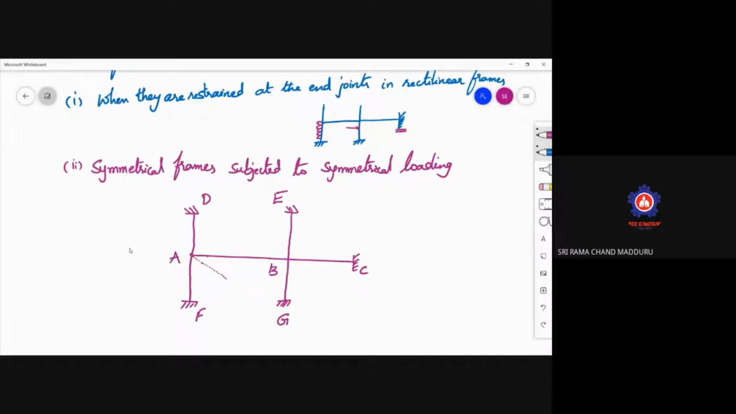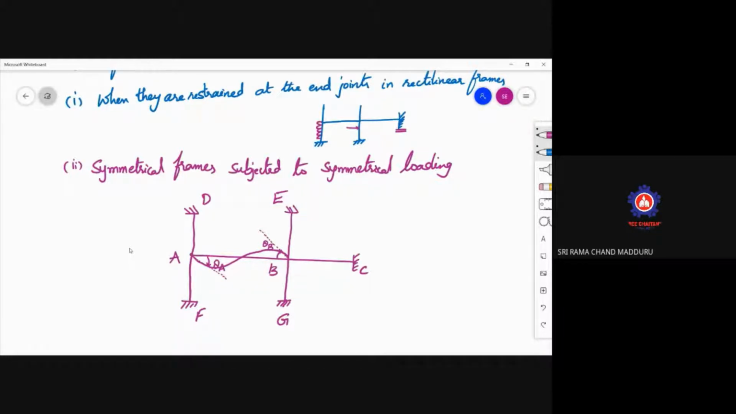This will give a rotation which is theta A. And in the other direction, at B also there is clockwise rotation, which is theta B. If you draw the elastic curve of the beam, it will look like this. So at A and B, clockwise rotations are happening. The clockwise rotations are theta A and theta B.